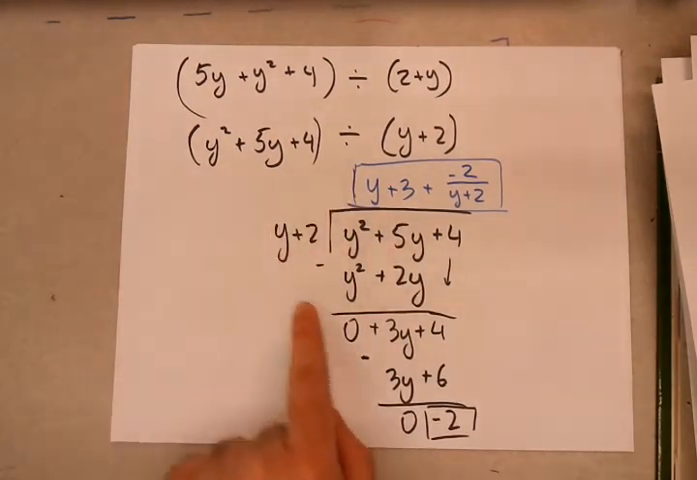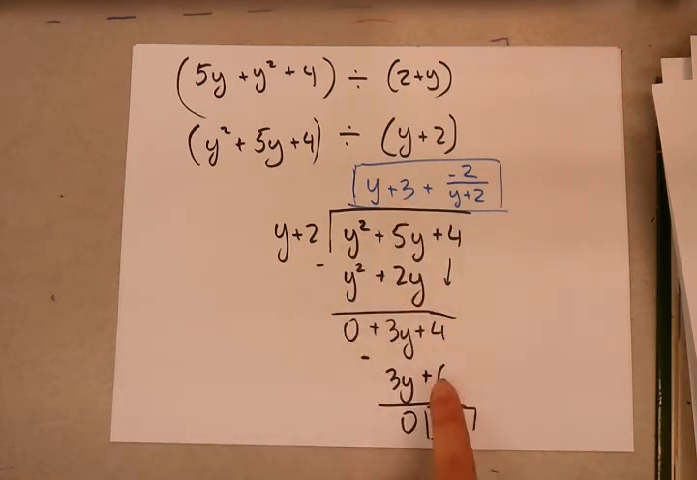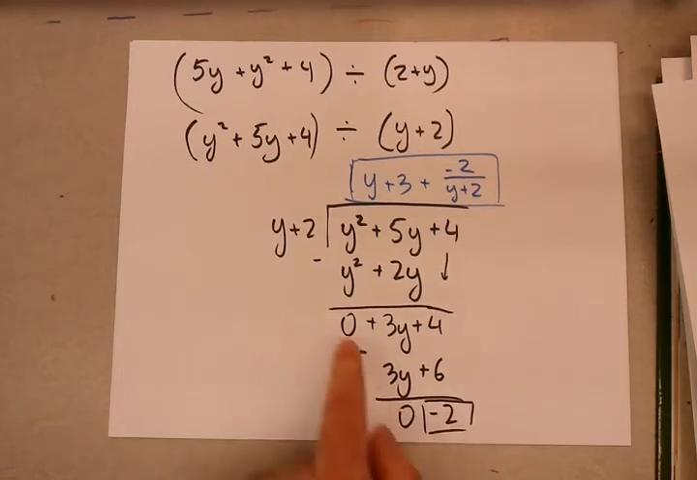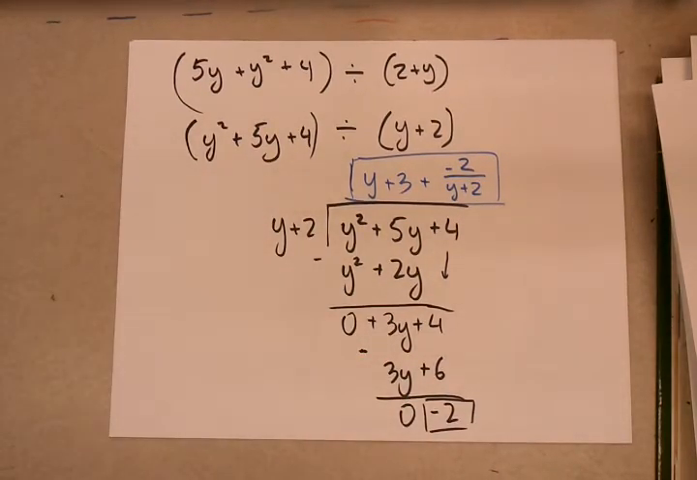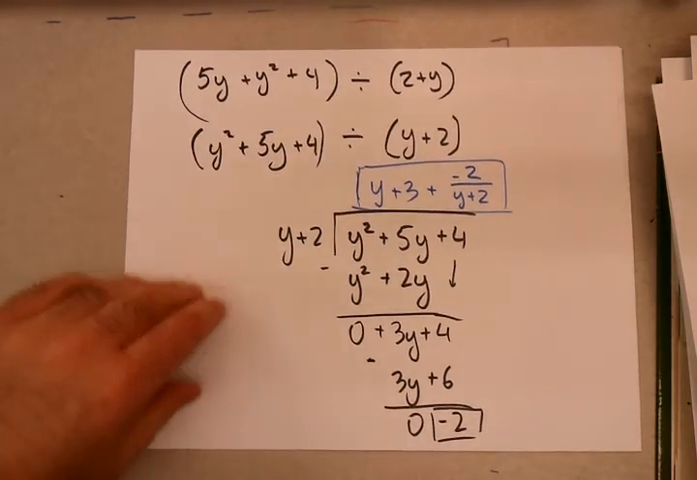So y for here, 3 for here, and then the remainder, because we have a negative 2 that can't go into the y plus 2, so you just write the negative 2 over the y plus 2 as your remainder, and that is the answer. So let's do another example.